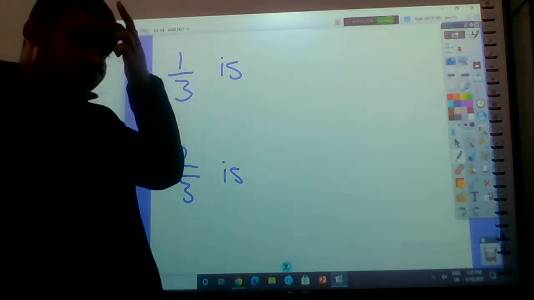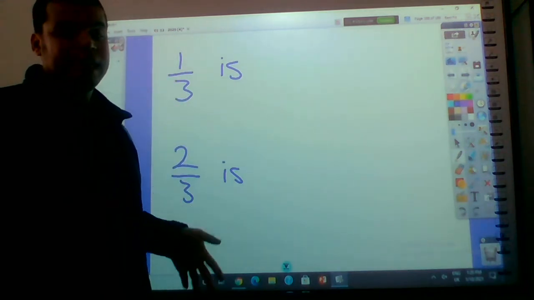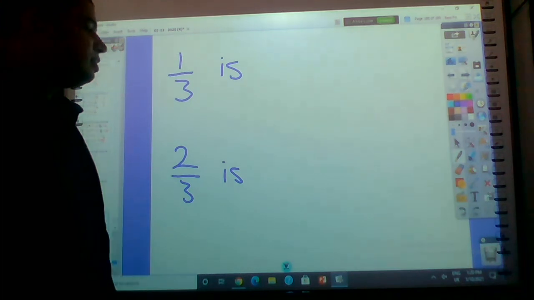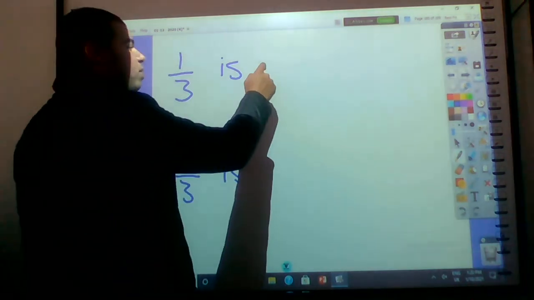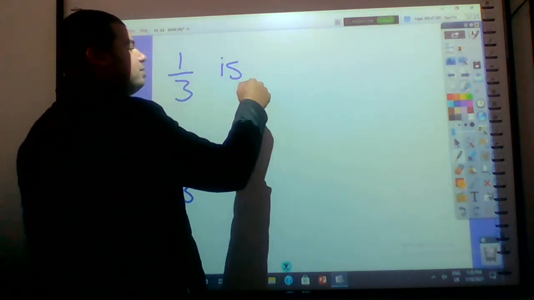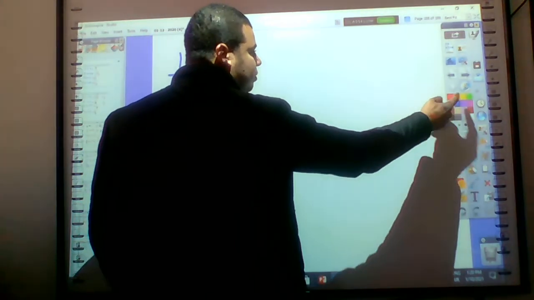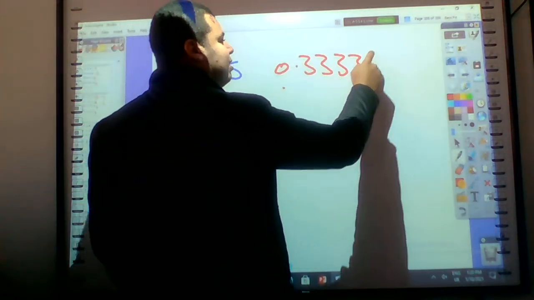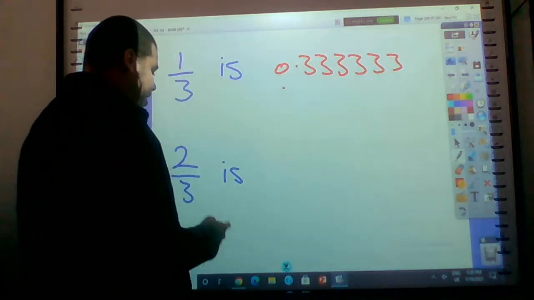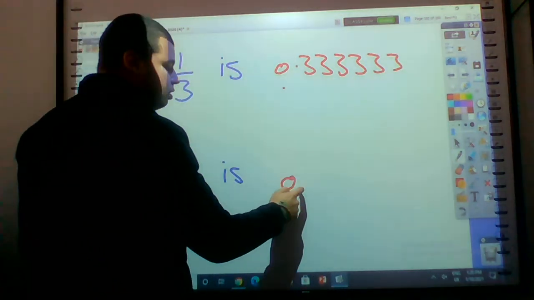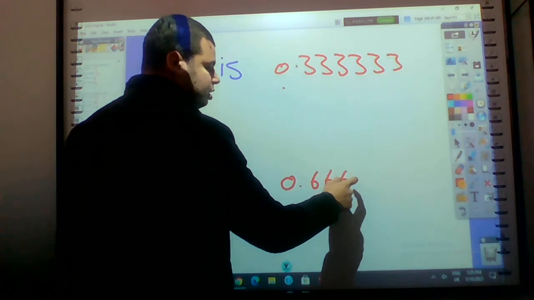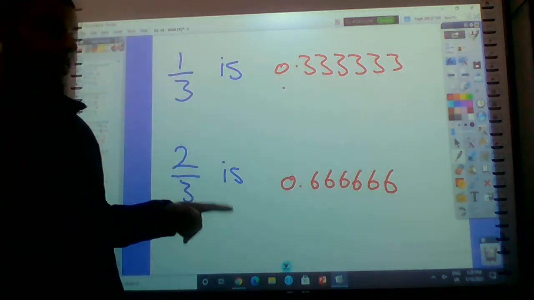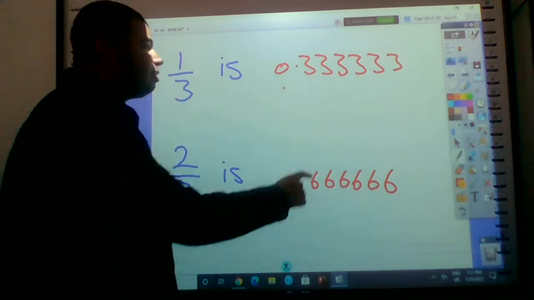This is just, guys, to remind you that 1/3, because it came in one of the checkpoint tasks and asked them, what is the fraction that is equivalent to 0.333333? So just 1/3 has endless 3's. And 2/3 is 0.66666.